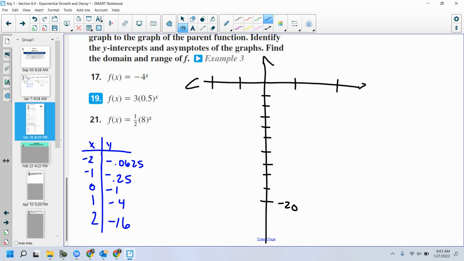All right. So we have -2, comma -0.0625. -1, comma -0.25. Okay, a little bit lower. 0, comma -1. Okay, right there. 1, comma -4. Oh, no, sorry, I was going by twos, wasn't I? So right there. 1, comma -4, which is right here. And then 2, comma -16. 2, 4, 6, 8, 10, 12, 14, 16. Somewhere around right there.